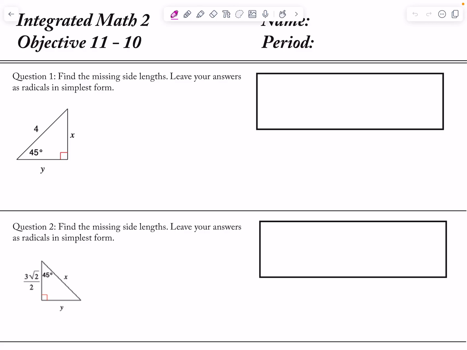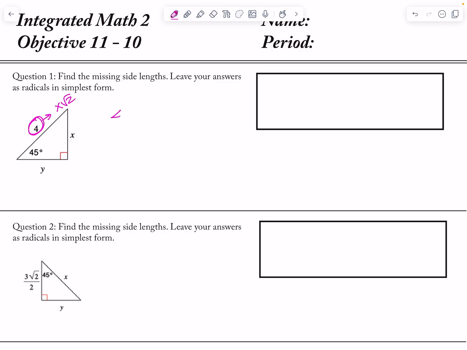Okay, so let's go ahead and take a look at all the odd numbered questions. So with a 45, 45, 90 degree triangle, remember that this is the root 2 side. So if I take this, my x and my y are going to be the same, and it's going to be equal to, this is the same thing as x root 2.